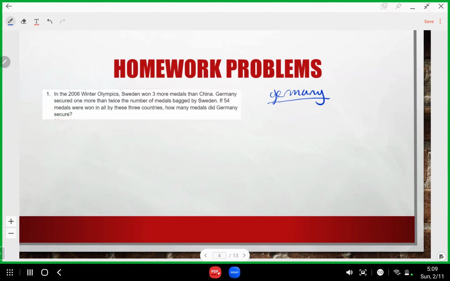So now let's say China is equal to X. Let's say China is X. Okay. So Zemo, what would Sweden be if Sweden won 3 more medals than China, which is X? X plus 3. Very good. So X plus 3. And then if Germany secured 1 more than twice the number of medals bagged by Sweden, what would Germany be?